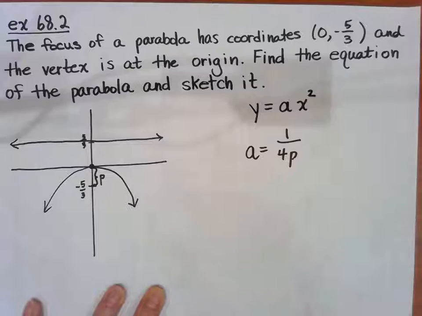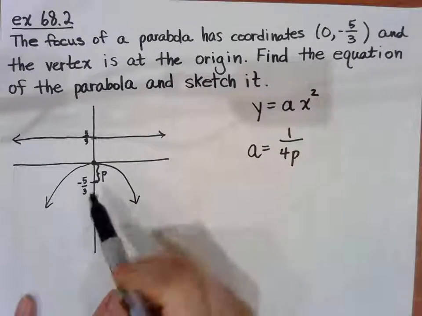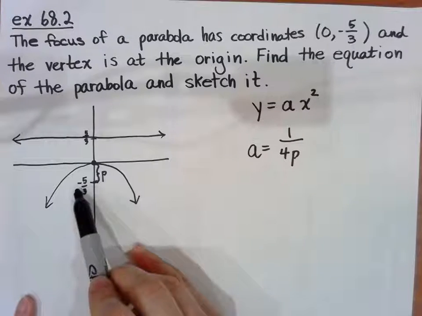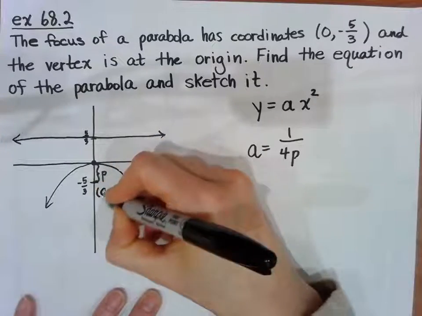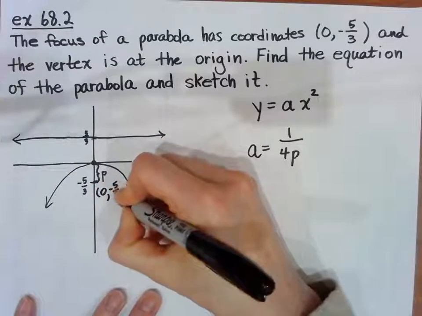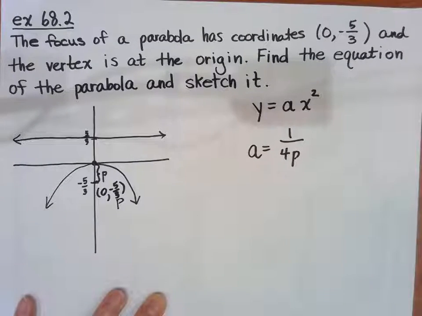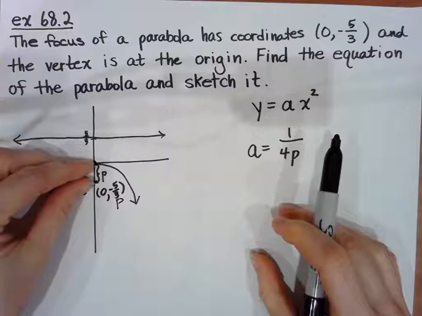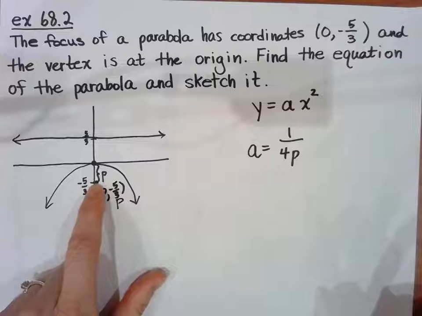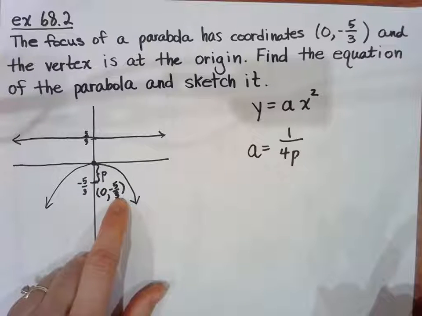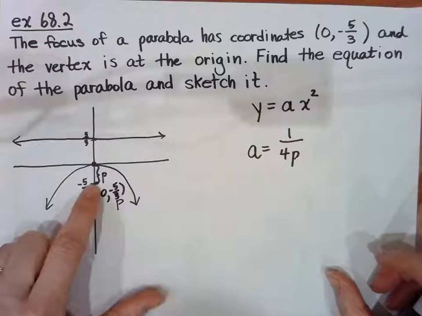Okay, and here's the tricky part. It's not just the absolute value, but if you actually want to get all the signs worked out correctly, you need to look at whether it's down here at -5/3, whatever the focus has, at 0, -5/3. So that -5/3, that is p. It's a distance of 5/3 away, yes, but whatever the point is for the focus, that is the value you use for p. So if it's up here, you'll use a positive value. If it's down here, you'll use the negative value.